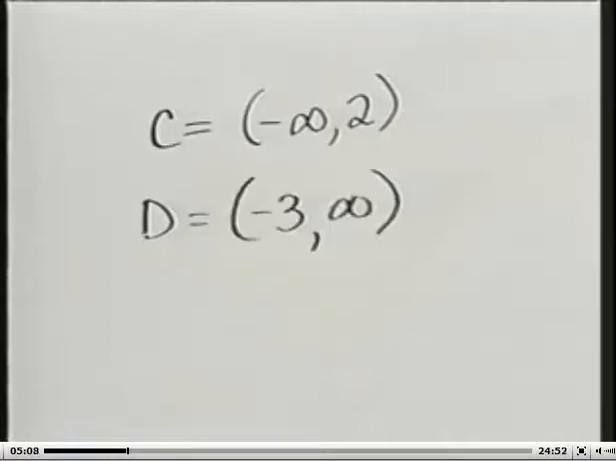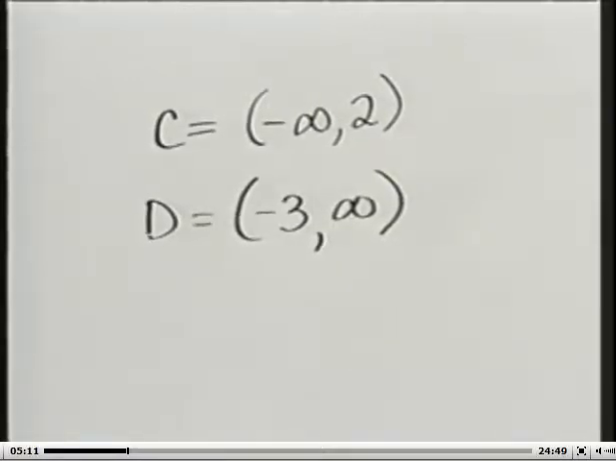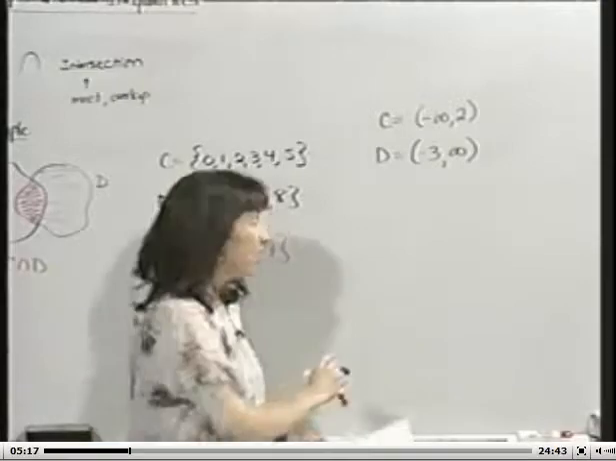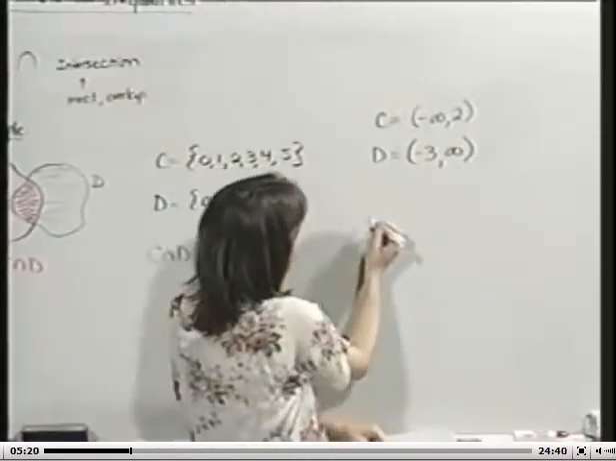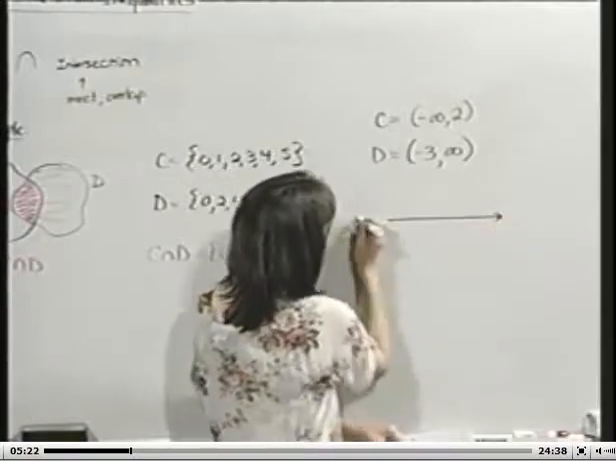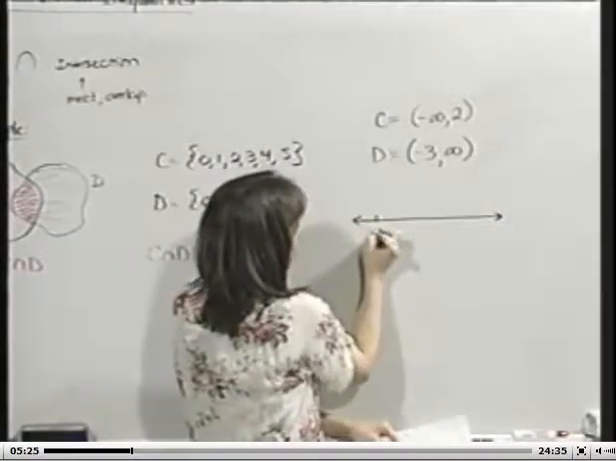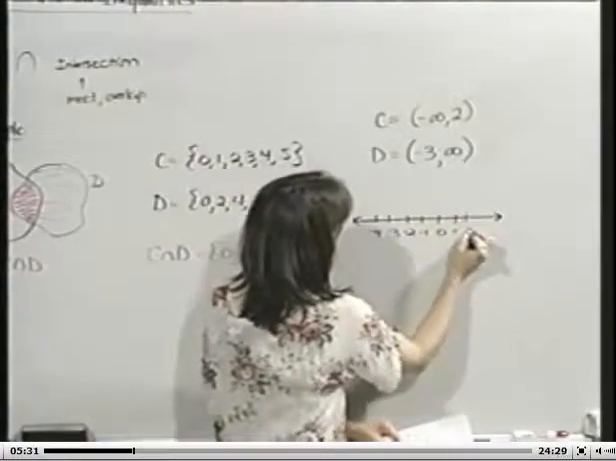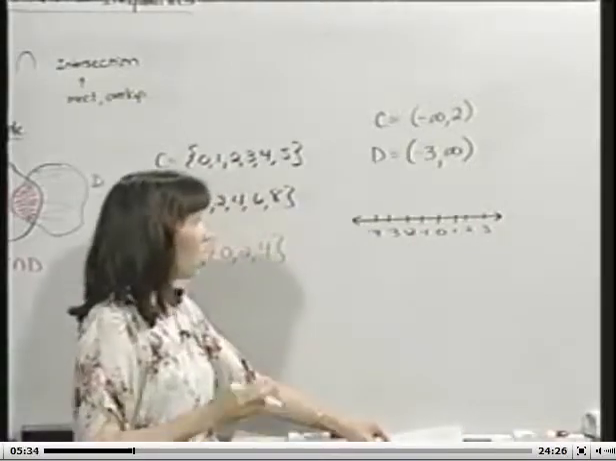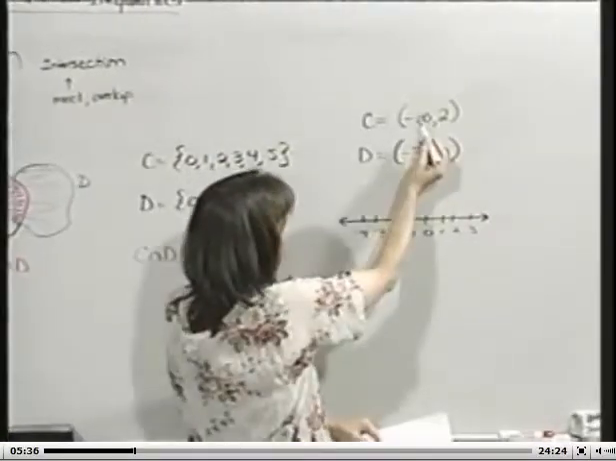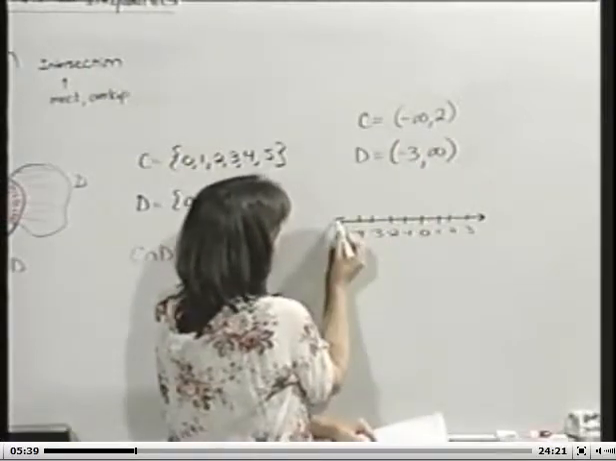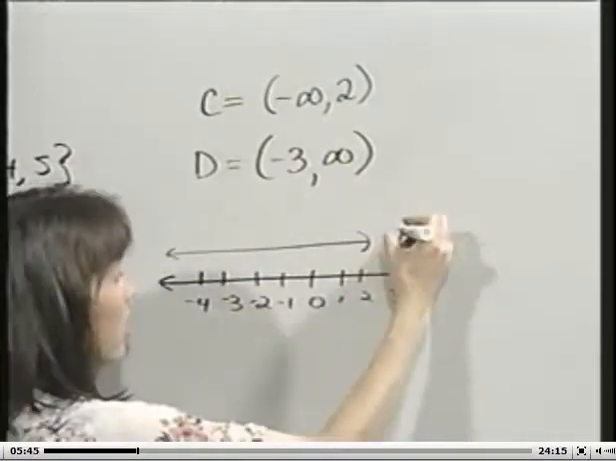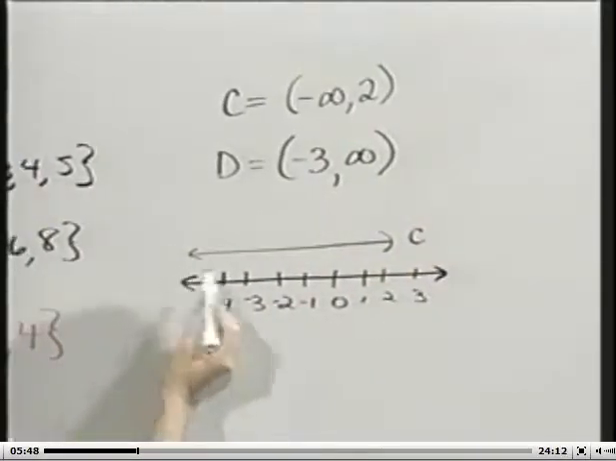And let's again ask the question, what is C intersect D? Well, to help us here, it might help us to visualize these on the number line, and that's what I'm going to do first. Let's draw a number line, and let's get -4, -3, -2, -1, 0, 1, 2, 3, okay? And let's draw our two sets, C and D. C would be everything from -infinity to 2. So that would be this set right here. This is C. Do you guys see that? It's everything from -infinity to 2.